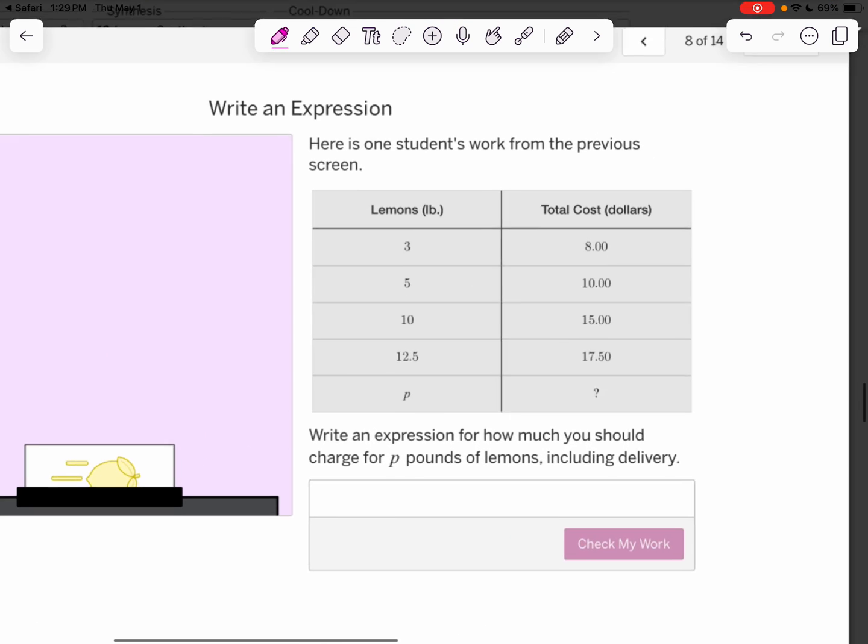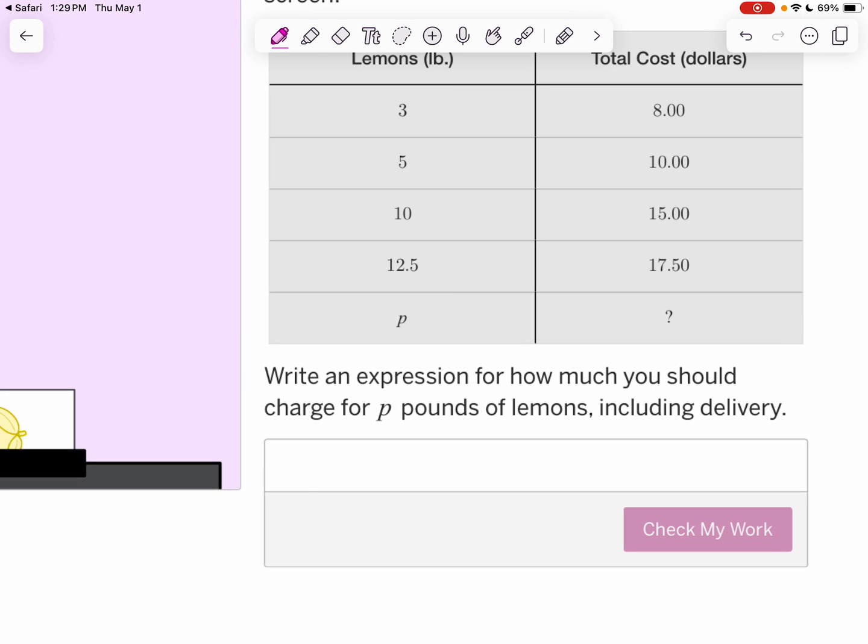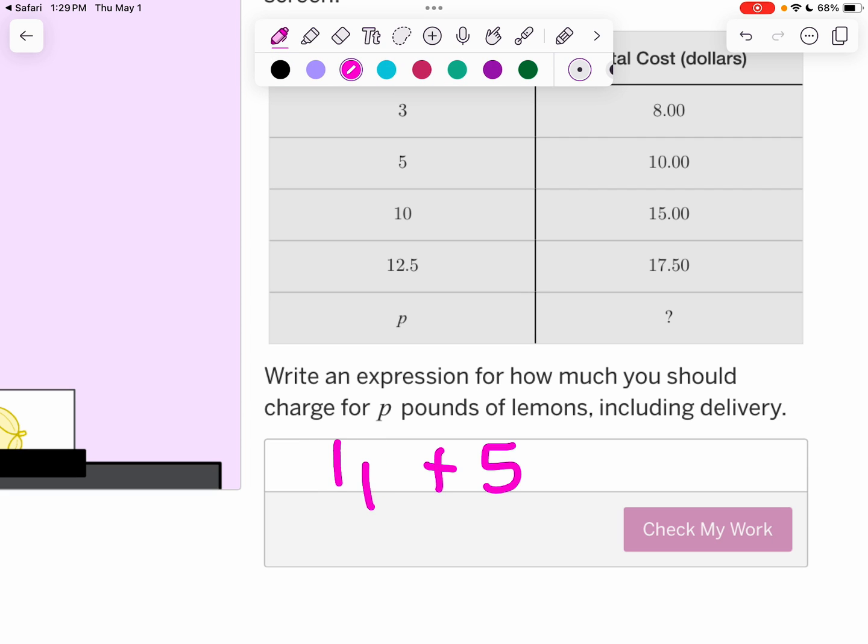All right, moving on to number 8. Here's one student's work from the previous screen. I write an expression for how much you should charge for p pounds of lemons, including delivery fee. Well, if you remember, we took our pounds times $1 plus 5. So you could write it like this, or if you wanted, you could switch the 1 and the p around, like that. Or you don't even need that 1 in front of it.